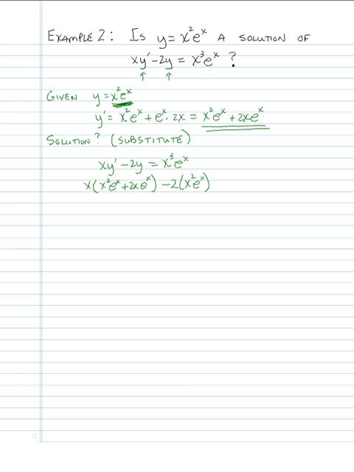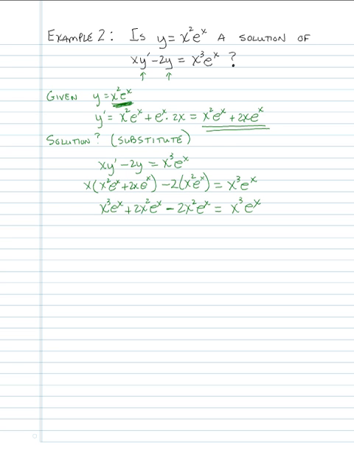Now we don't have any y's or y primes on the right side of this equation, so we have nothing that we need to replace. Now we simply go through and see what kind of simplification we can do. We're just performing a little bit of algebra here. We distribute: x times x squared e to the x is x cubed e to the x, and x times 2x e to the x is 2x squared e to the x. And over here, when we multiply with the 2, we have minus 2x squared e to the x. And of course, our equal sign, x cubed e to the x.